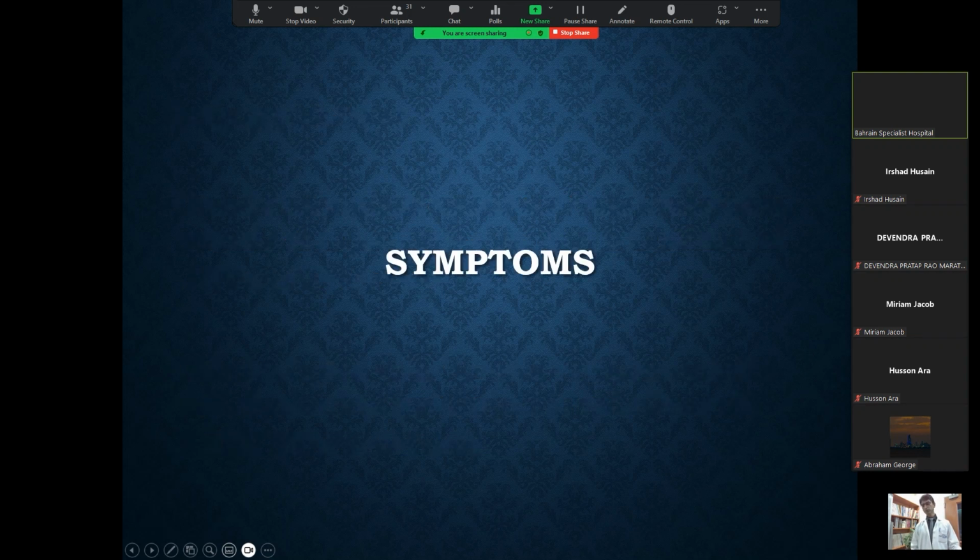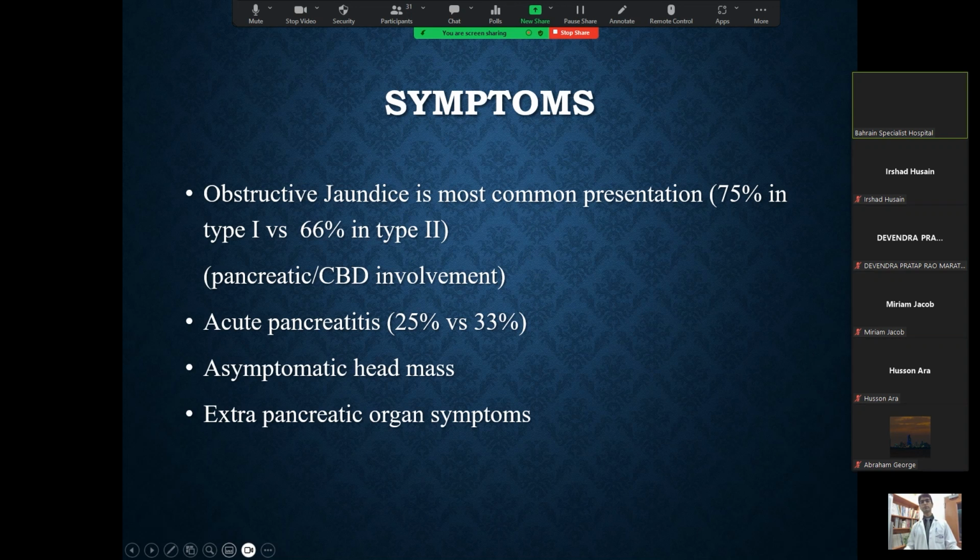If you move on to symptomatology, what causes a patient to come to you? The most common is obstructive jaundice.